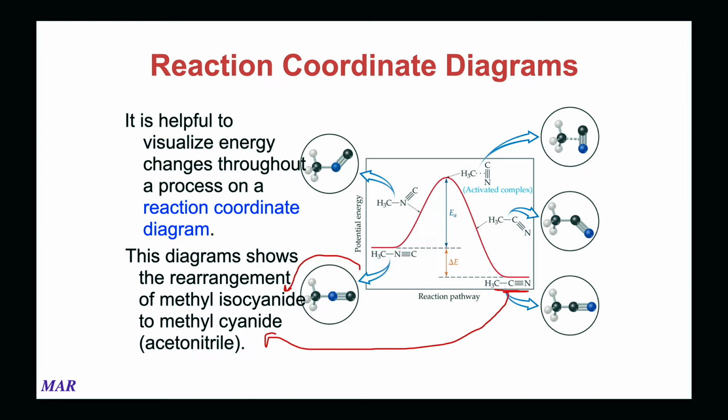Now, the red line right there is the mechanism that scientists have proposed for how methyl isocyanide goes to methyl cyanide. And notice that at first, there's a lot of energy. This is an energy axis. It takes a lot of energy to get up to what we're going to call the activated complex or transition state. And once you get up there, you actually get a lot of energy back as you go down to the product.